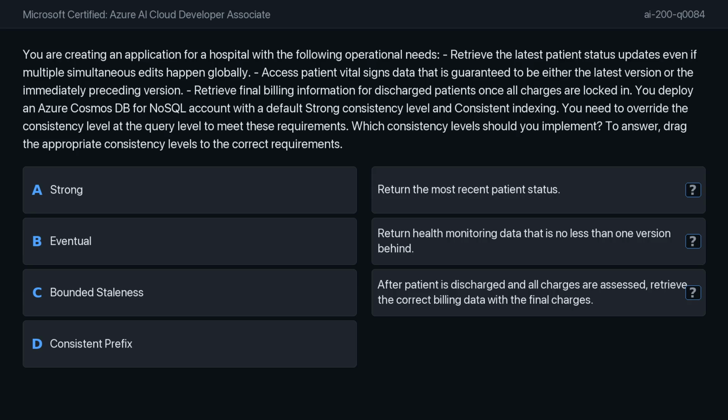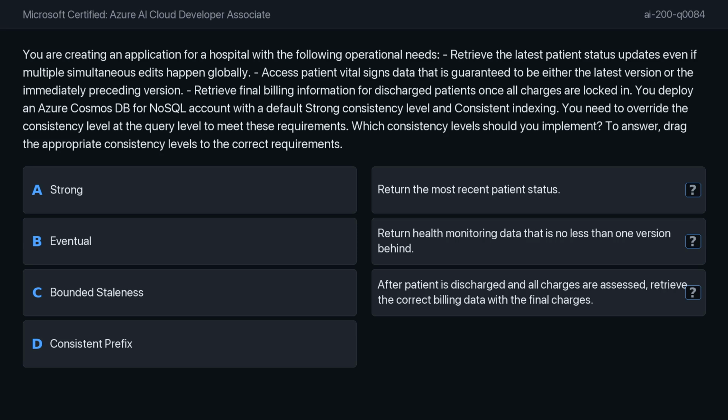You are developing an application for a hospital with three specific operational needs. First, the system must retrieve the absolute latest patient status updates, even when multiple simultaneous edits occur across global regions. Second, it needs to access patient vital signs data that is guaranteed to be either the latest version or the immediately preceding version. Third, it must retrieve final billing information for discharged patients only after all charges are fully locked in.